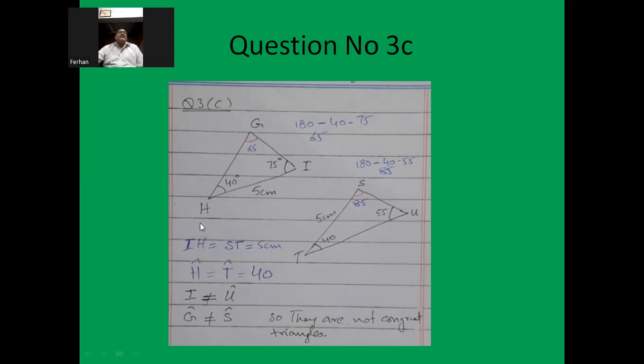Now, IH is equal to the ST equal to 5 centimeter. The angle H and the angle T, they both are equal. That's 40, 40. But the angle I is not equal to the angle U. It's 75, it's 55. And the angle G is not equal to the angle S. So they are not congruent triangles.